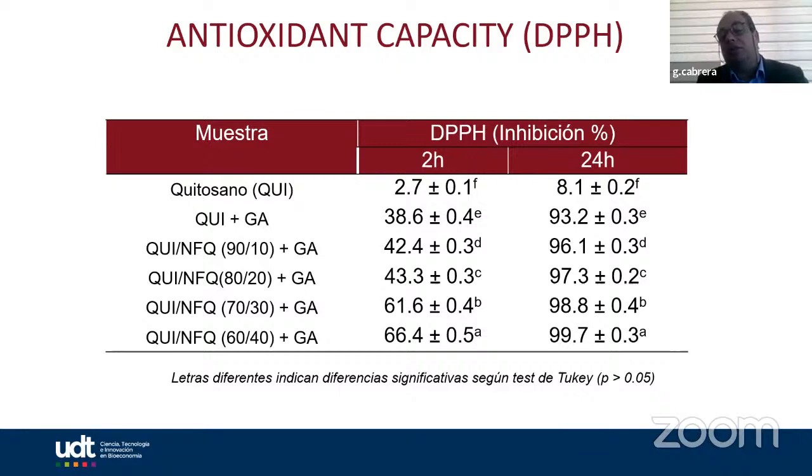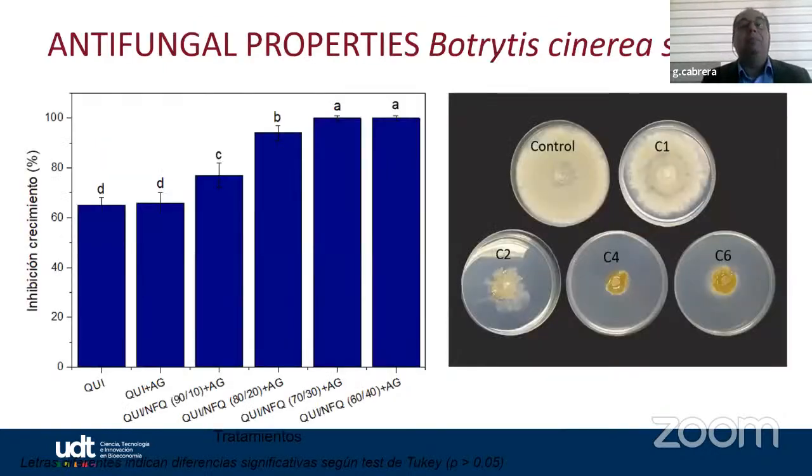Se vio que el quitosano no tiene prácticamente actividad antioxidante. Con el ácido gálico se liberó harto, sin embargo, con las películas se liberó más. Esto probablemente porque, como ya habíamos dicho anteriormente, el ácido gálico actúa como agente intercruzante con el quitosano. Por tanto, la interacción entre las moléculas de quitosano y ácido gálico es muy fuerte, y nosotros especulamos que la presencia de la nanofibra hace que disminuya esta interacción, y por tanto estén más disponibles estas moléculas más libres de ácido gálico para ser liberadas al medio ambiente.